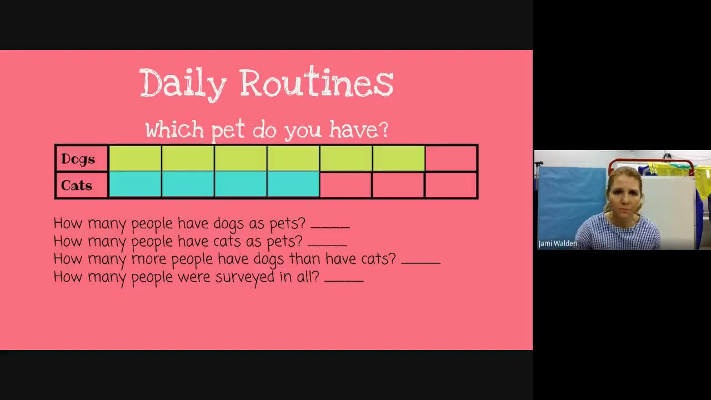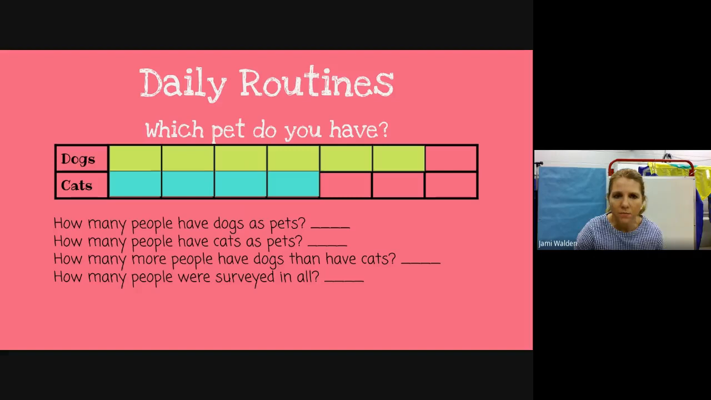Good work. Here I have a graph. It looks like my graph is about pets. Which pet do you have? We're going to use this graph to answer some questions. How many people have dogs as pets? If I look on my graph and count, it looks like I have 1, 2, 3, 4, 5, 6 people have dogs. How many people have cats as pets?